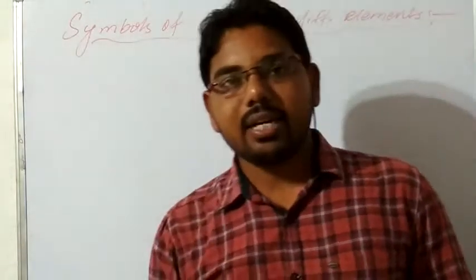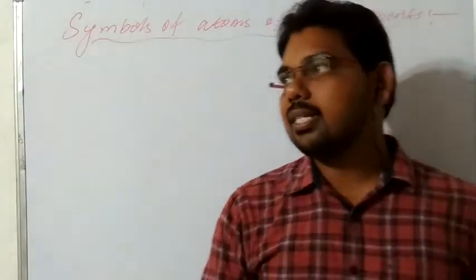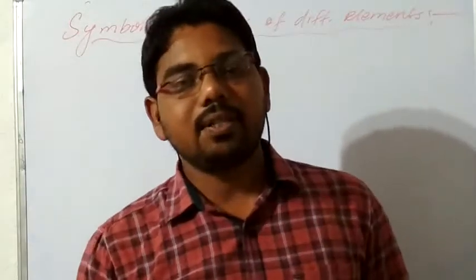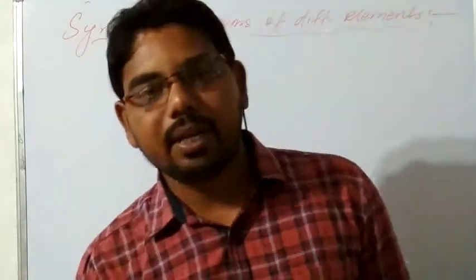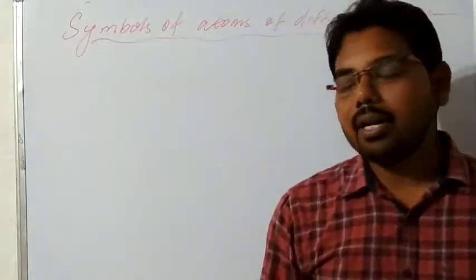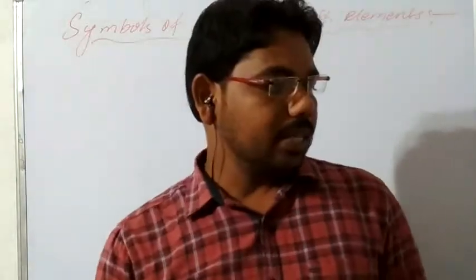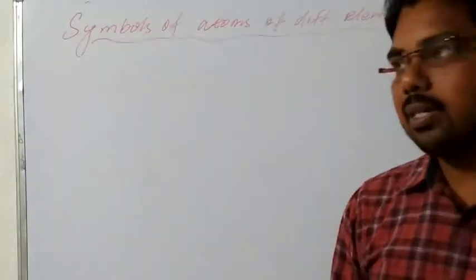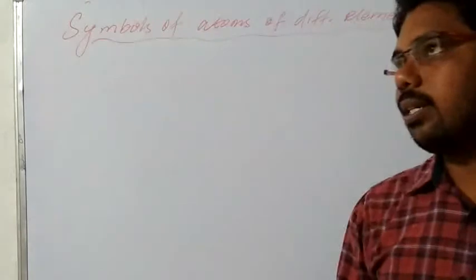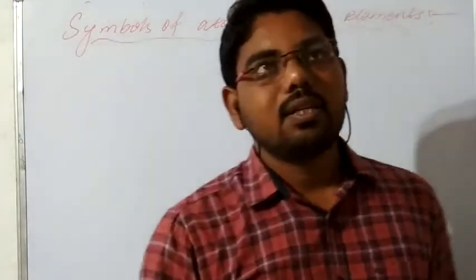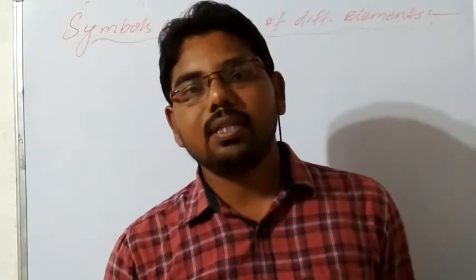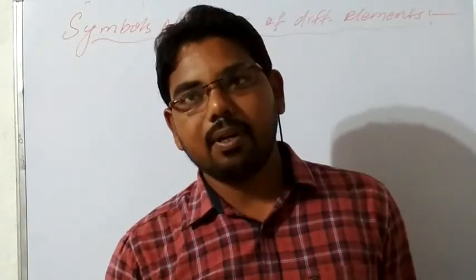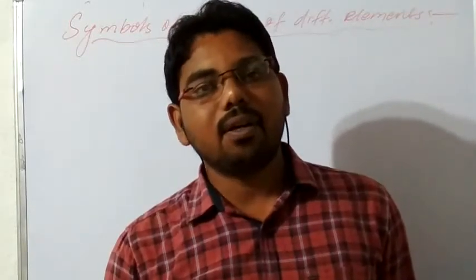Last class we discussed elements. Elements are broadly classified into 3 types: metals, non-metals, and metalloids. All the elements have fixed symbols. In earlier times, these symbols were given by some symbolic name of the place where the element was discovered.